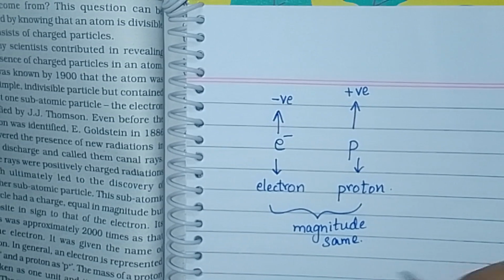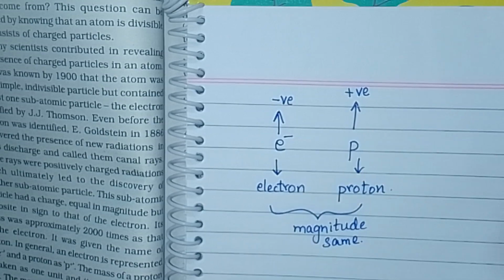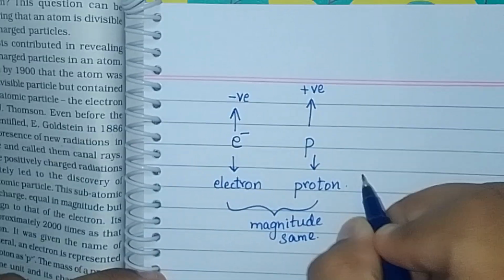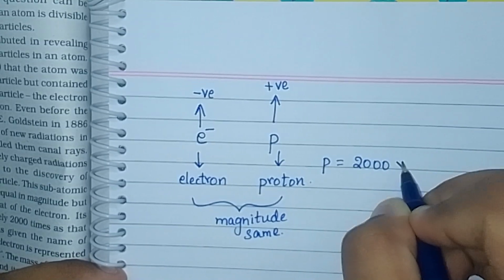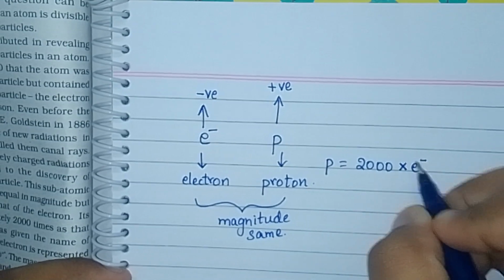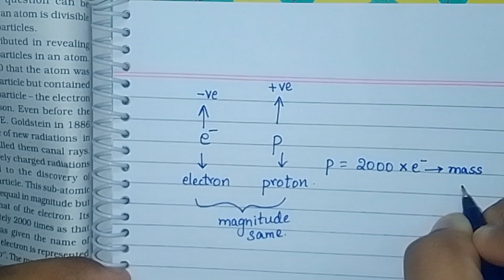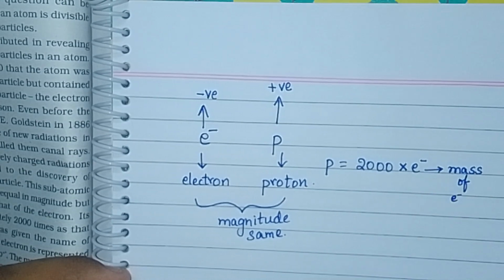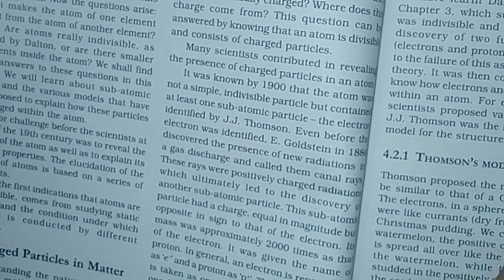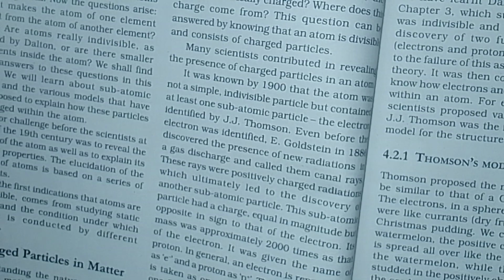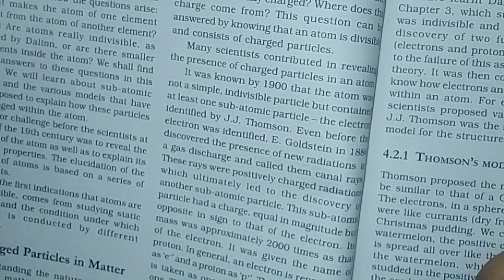It is also specified that a proton is 2000 times heavier than an electron. That is, the mass of a proton equals 2000 times the mass of an electron. The mass of the proton is taken as 1 unit and its charge as +1. The mass of an electron is considered to be negligible and its charge is -1.